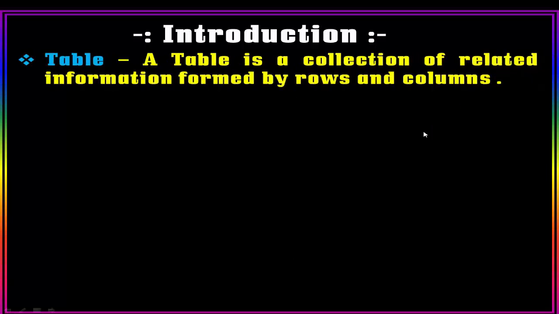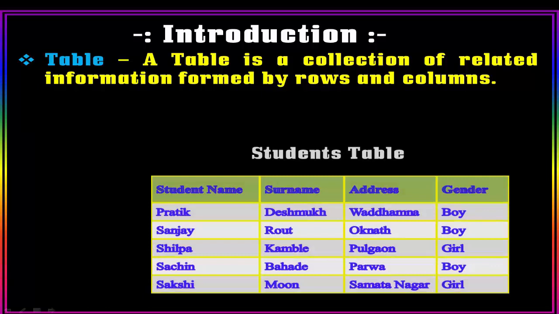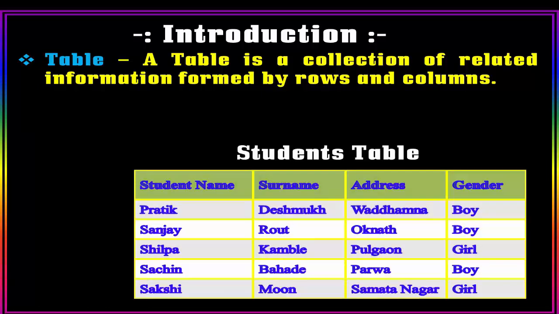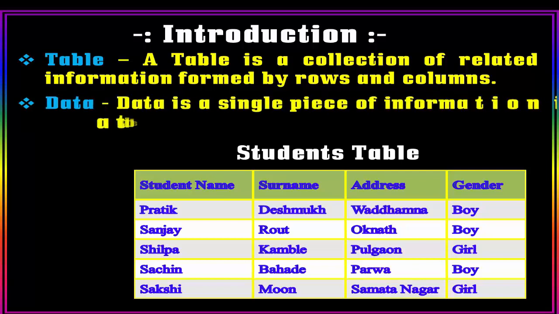So let's be familiar with some basic terminology of database. First one is table. A table is a collection of related information formed by rows and columns. Here in this example, we have stored student related information in the form of rows and columns. So it is a student table. Second one is data. A data is a single piece of information in the table. For example, Pratik, Raut, Boy, Sakshi. Each single piece of information in this table we can call data.